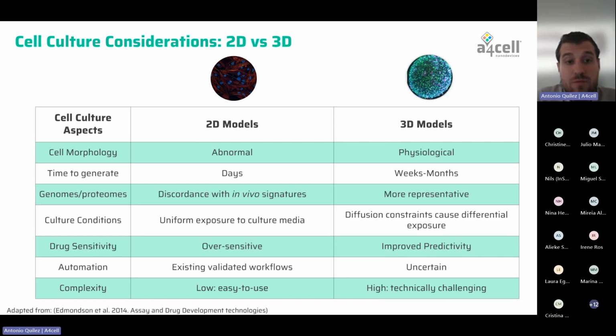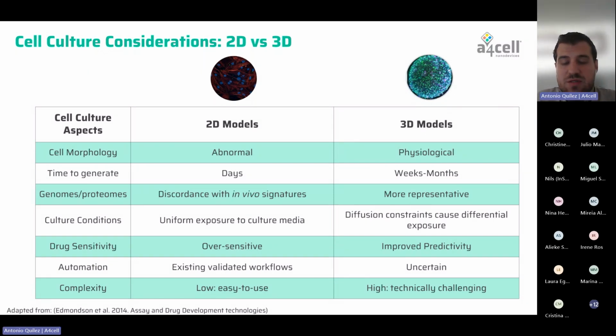Also, 2D models are quite easy to work with because they have a uniform exposure to cell culture medium. We see them in a flat surface, whereas in these 3D models, as I commented, in the different regions that we have, there can be diffusion constraints that cause differential exposure to different treatments, labeling, reagents, etc. But in general, when we are analyzing sensitivity to a drug or a treatment, these 3D models offer improved predictivity.